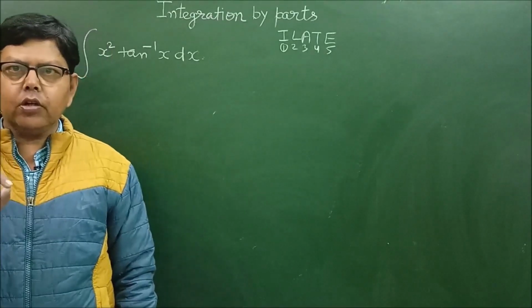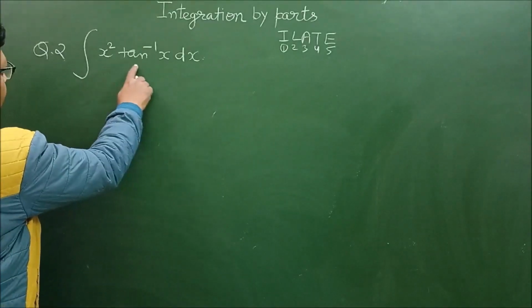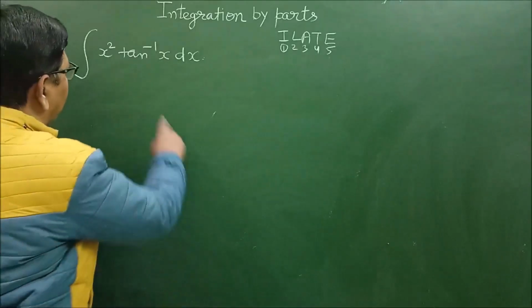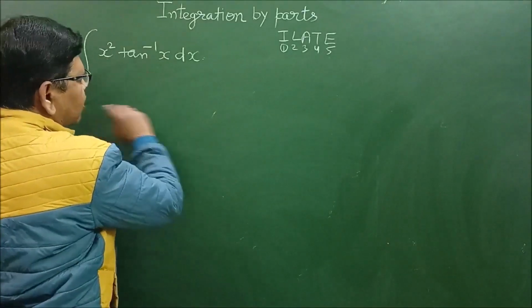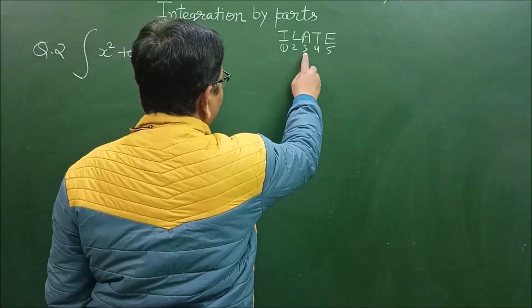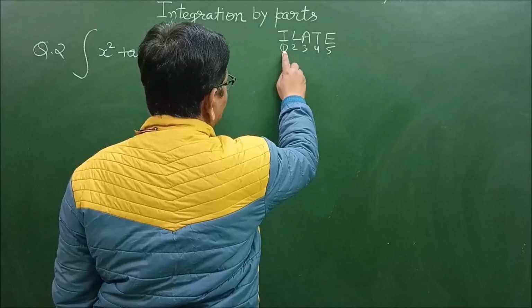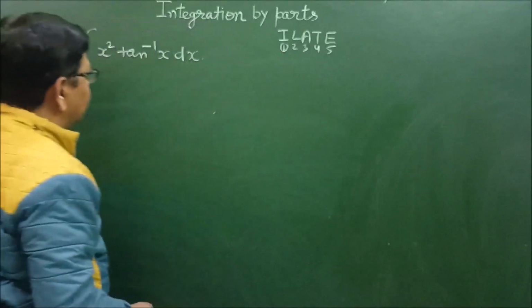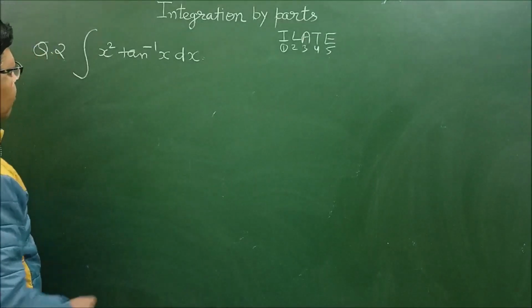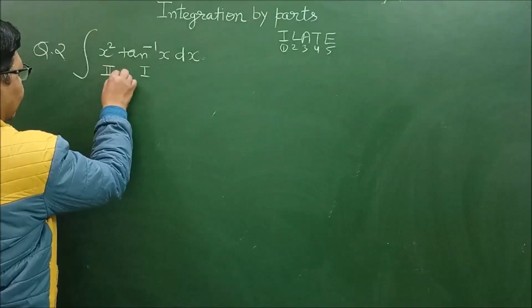Next question, question number 2. Find the integral of x square tan inverse x dx. Now there are two functions, an algebraic function and an inverse function, and you know the inverse function has a higher rank, so it will be taken as the first function and the algebraic function will be taken as the second function. So this is the first function and this will be taken as the second function.